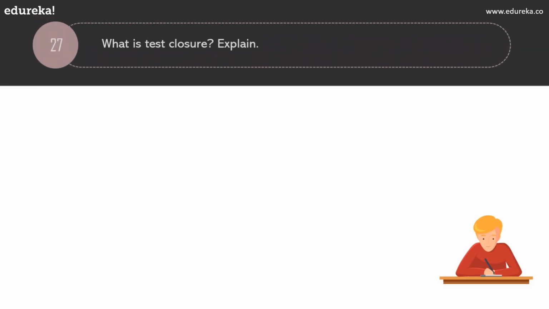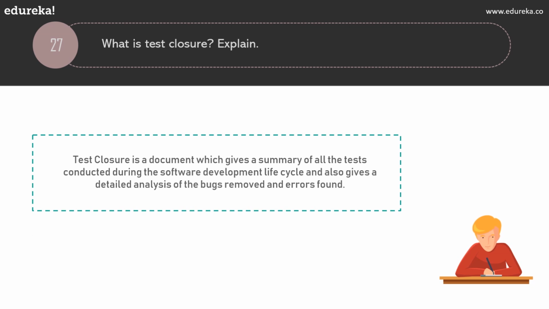Moving on to our next question, what is test closure? Well, test closure is a document which gives a summary of all the tests which are conducted during the software development life cycle, and it also gives a detailed analysis of bugs removed and errors found.